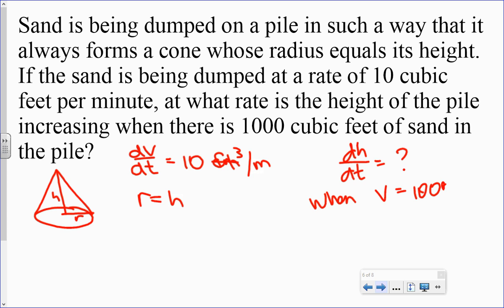I don't know why I want centimeters so much. Cubic feet.